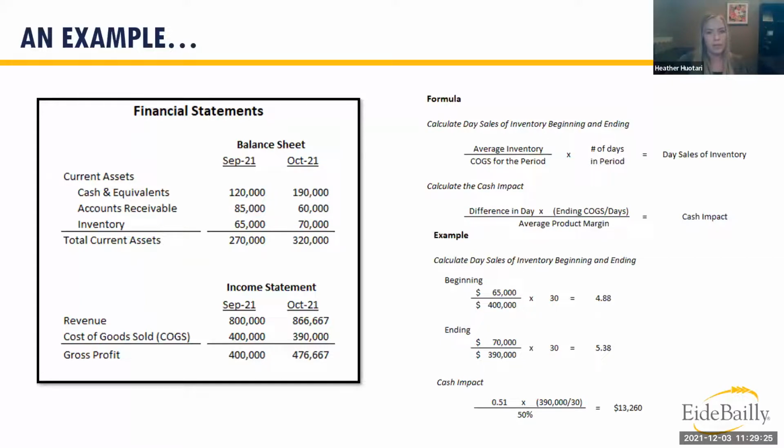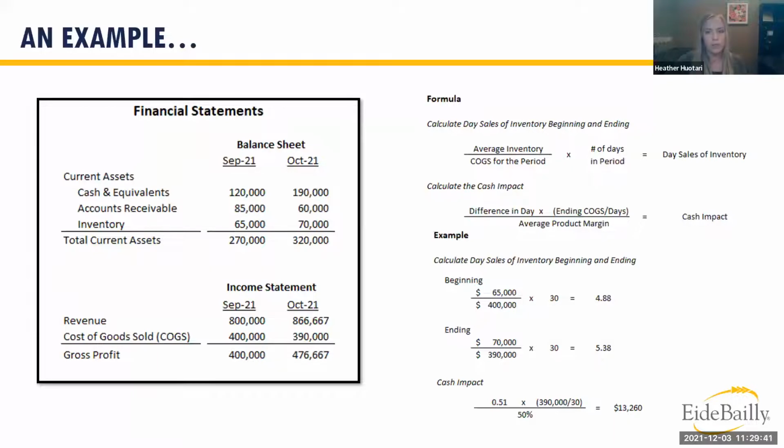Below on the income statement, you can see our cost of goods sold in September was 400,000. In October, it was 390,000. So these don't seem like very significant changes from a financial statement perspective. It might not have caught anybody's eye and we just carry on with our day.